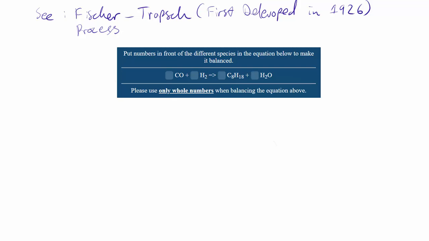Okay, so here we've got an equation. We've got carbon monoxide reacting with hydrogen, and it produces a hydrocarbon and H₂O.